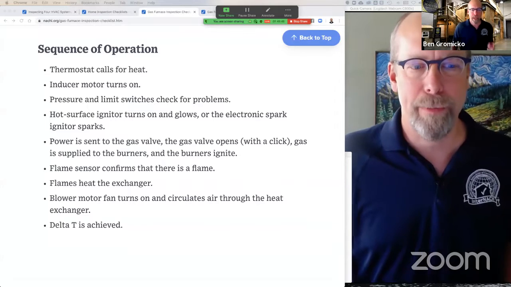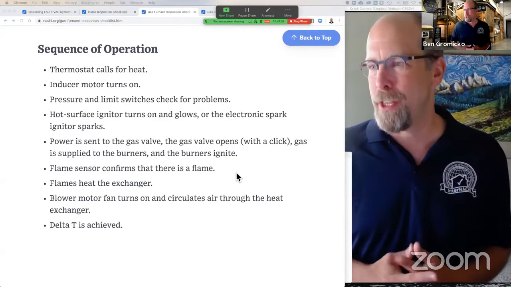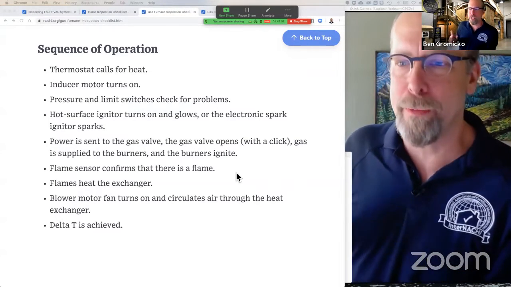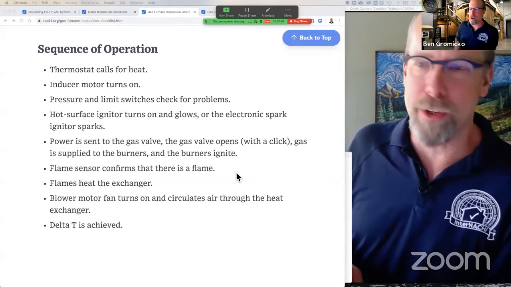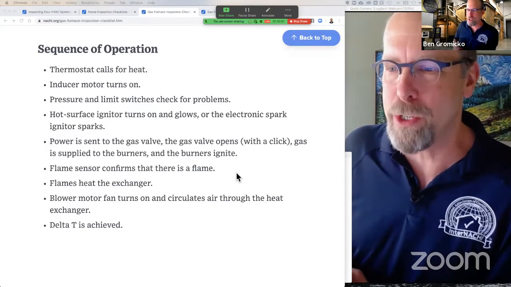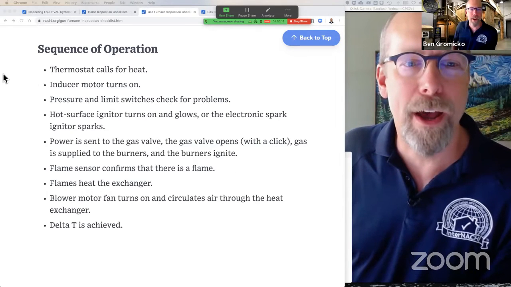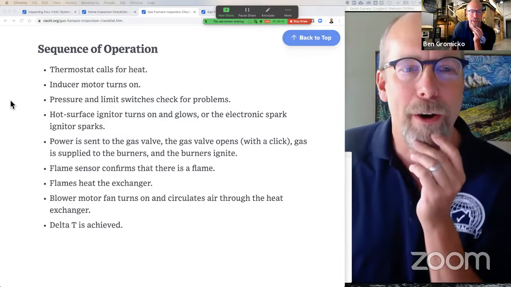Let's see. I wanted to share with you one thing before we go to Daniel, who's up next. Apparently there's a sequence of operation that you're all talking about, so I wrote it down for you. The thermostat calls for heat. If it has an inducer motor, that turns on to draw the draft. Then pressure and limit switches check for problems. That's fine. Start, yeah, I'll get it, Daniel.